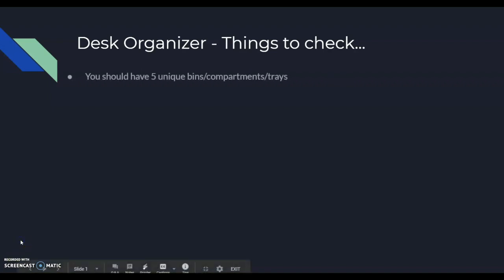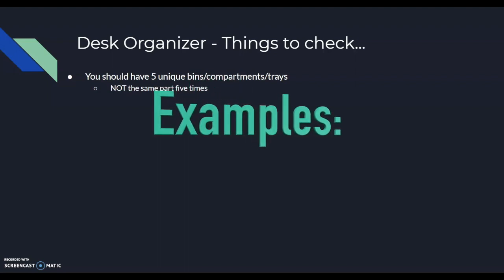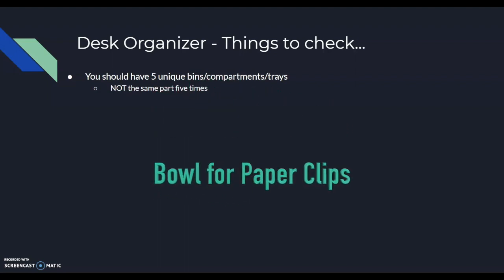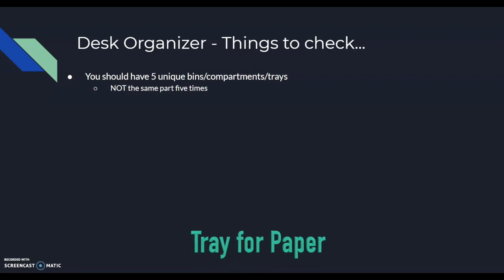The first thing is that you should have 5 unique parts, bins, trays, whatever you want to call them. They are containers that are holding your desk items. And when you create these containers, they need to be designed to house certain items. So whether it's a little bowl for paper clips or a tray for 8.5 by 11 paper, it has to be designed specifically to hold or house something.